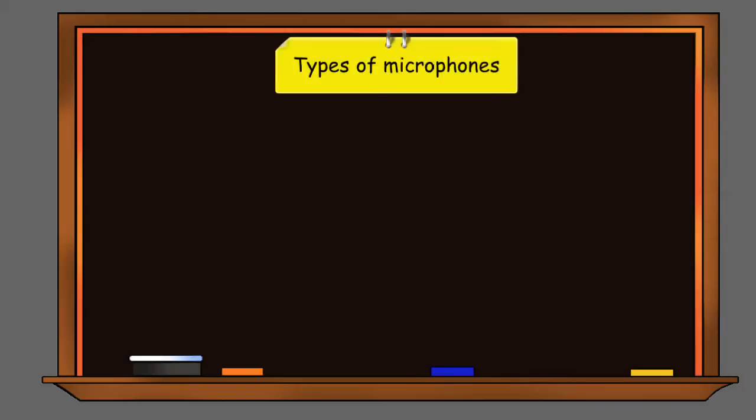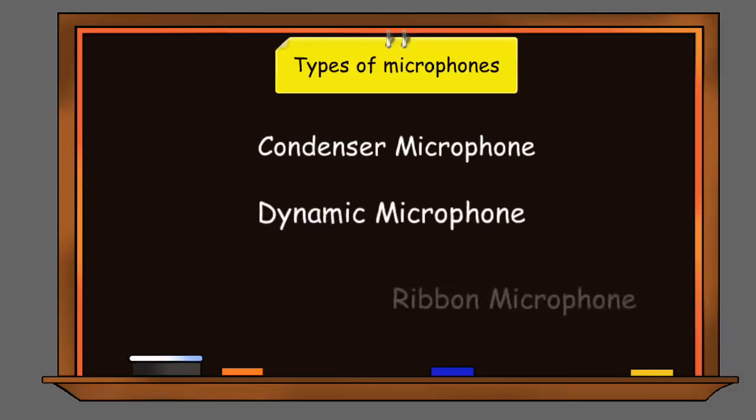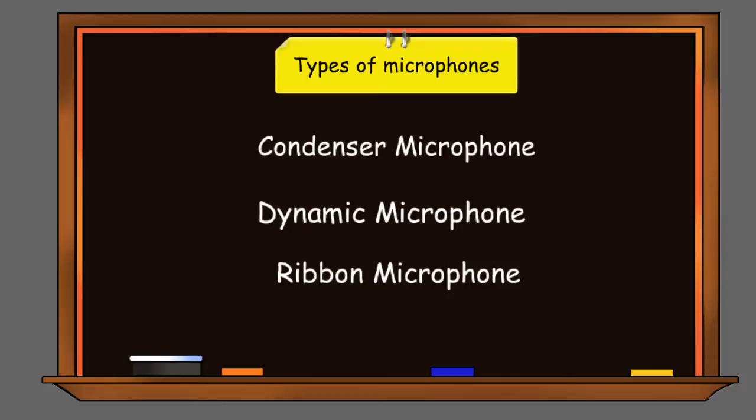Having understood these characteristics, let's move on to the types of microphones. We have three types of microphones based on their construction model. We have the condenser microphone, dynamic microphone, and ribbon microphone. In this lecture, we will look into the condenser and dynamic microphones.